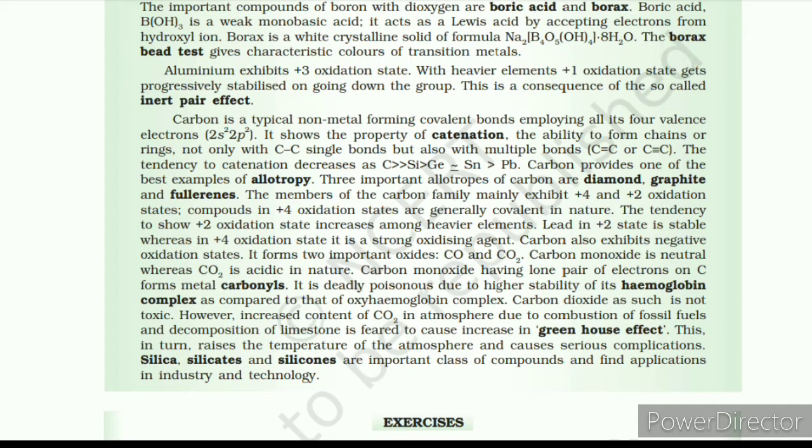Carbon dioxide as such is not toxic, however, increased content of CO2 in the atmosphere due to combustion of fossil fuels and decomposition of limestone is feared to cause an increase in the greenhouse effect. This in turn raises the temperature of the atmosphere and causes serious complications. Silica, silicates and silicones are important classes of compounds and find applications in industry and technology.